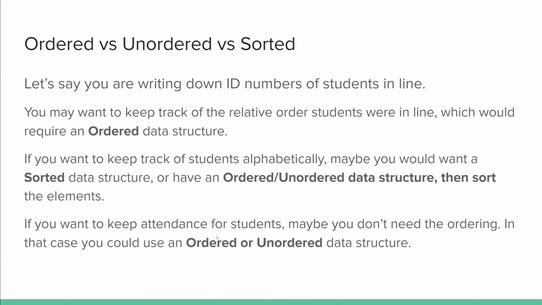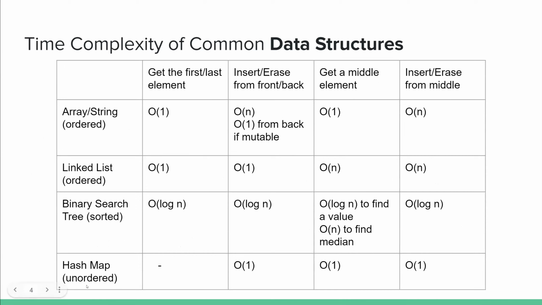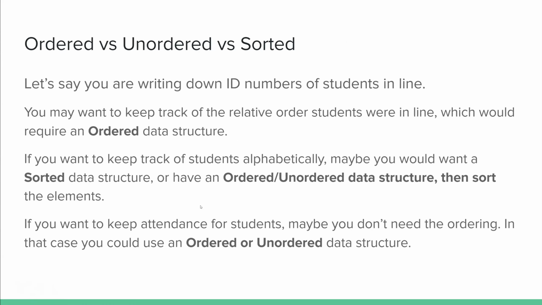And let's say you want to keep attendance for students and you don't need the ordering. You could use an ordered or unordered data structure, but let's try to use a binary search tree or something sorted already. If you're automatically sorting, then it could work as well actually in this instance, but sometimes things don't work for other things.